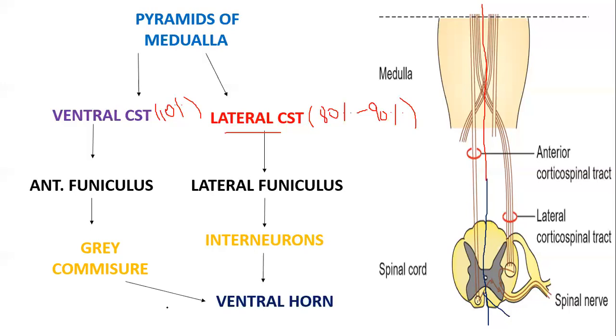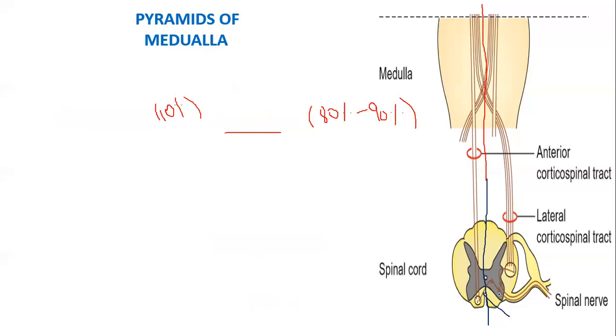So this is your ventral root. Okay, this is your ventral root and this is your ventral horn. So this is the course. So just close your eyes and bring this picture. If you bring this picture, you can understand.